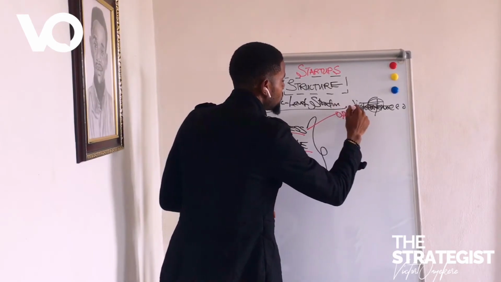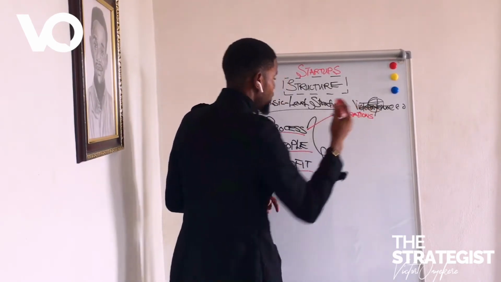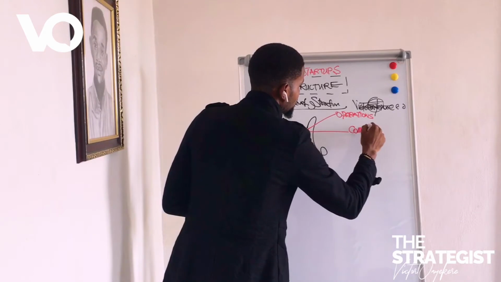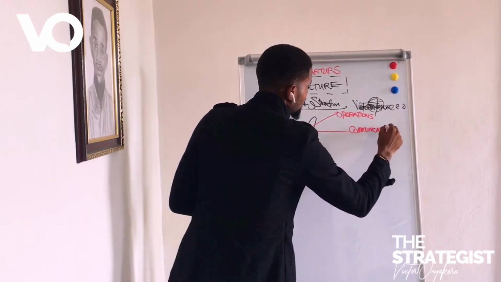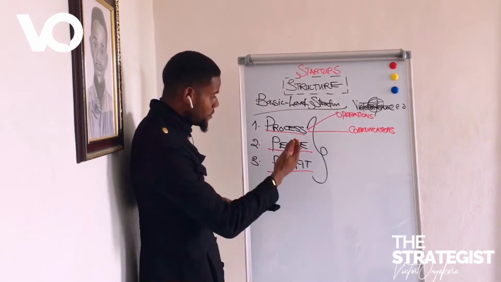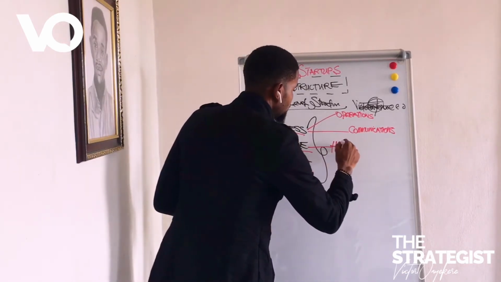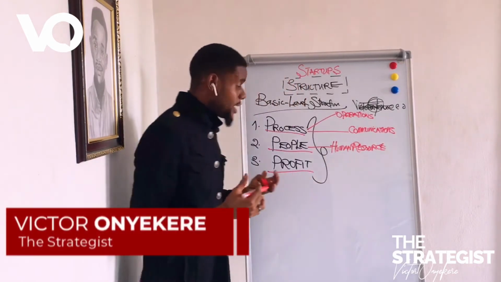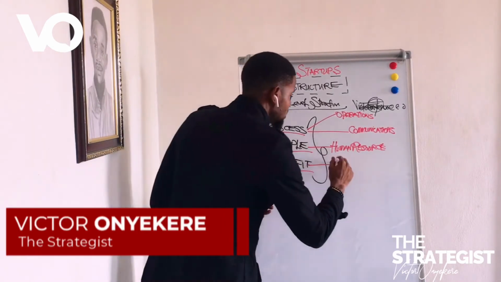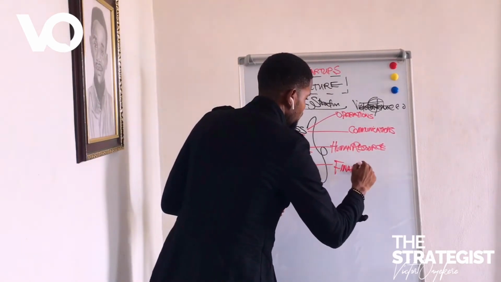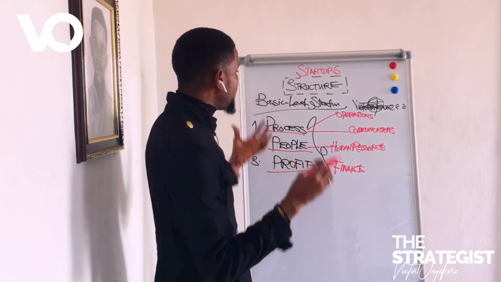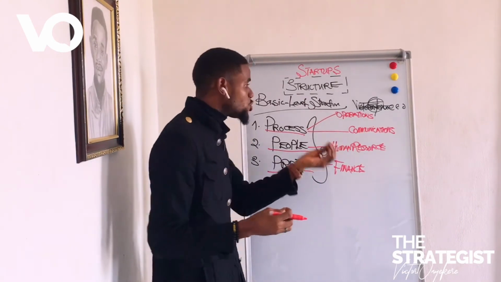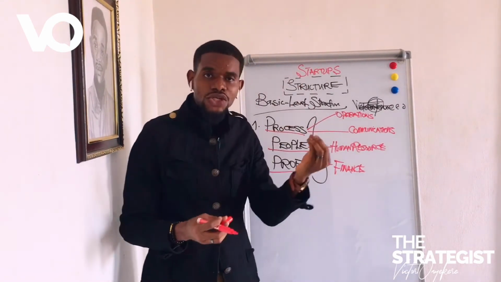So in process flow, we can further divide into operations, and we can also divide into communications. In people, we talk about human resource, and then in profit we talk about finance. So what this exactly means is that your business is revolving around 4 core elements. You got to pay attention to the operations of the process. You got to pay attention to communication.